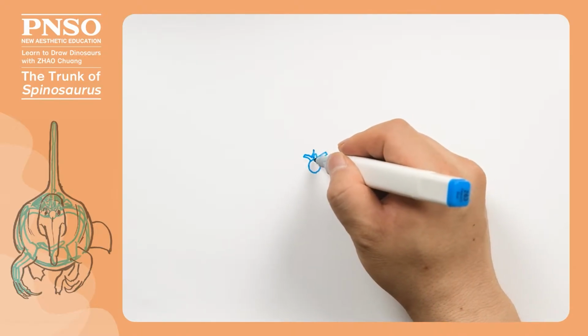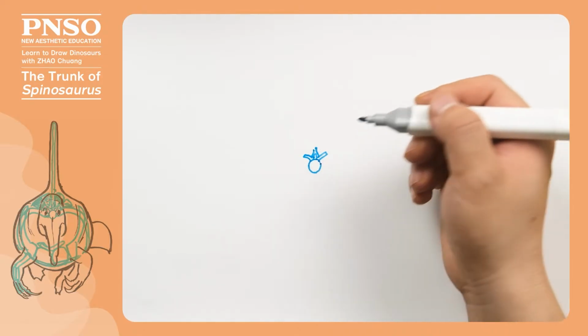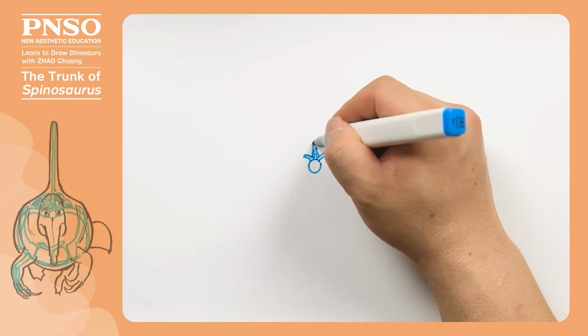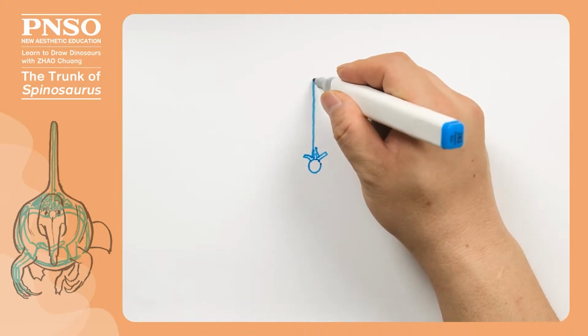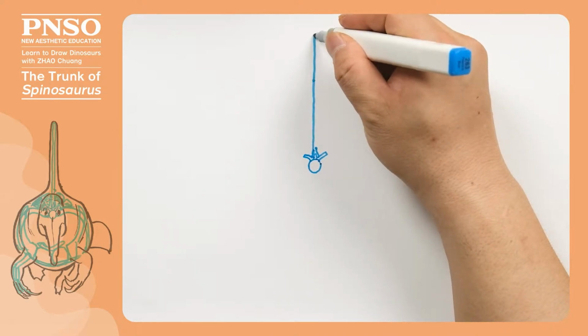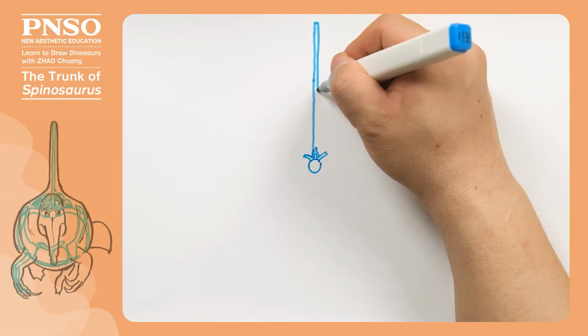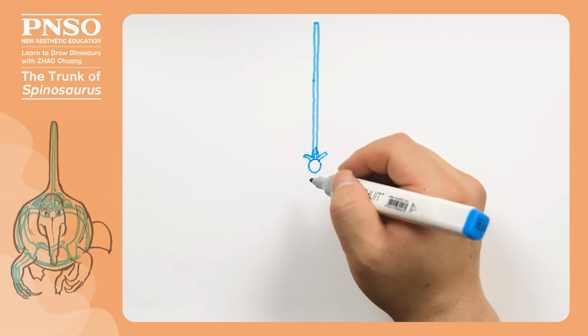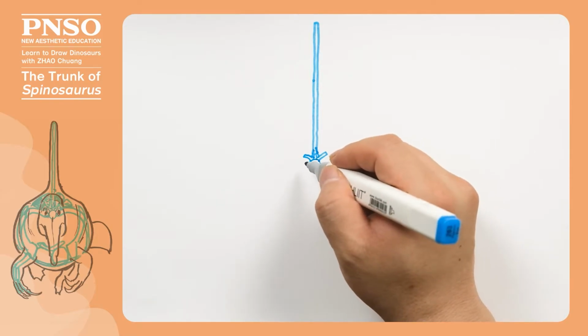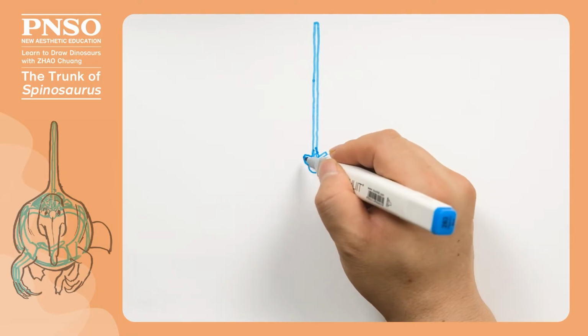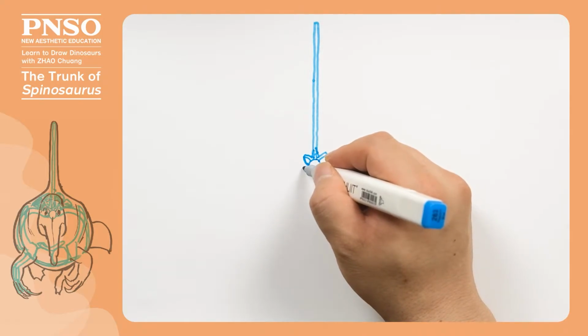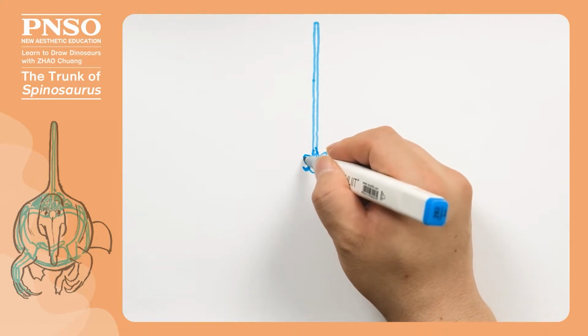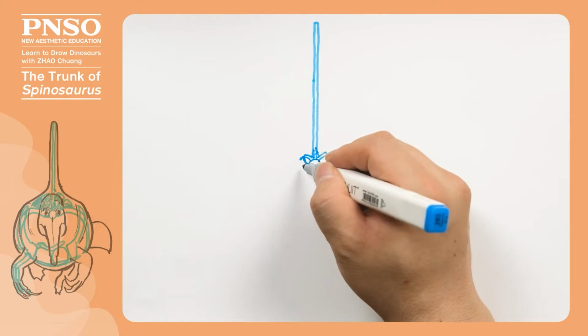There was a cavity in the middle, through which the spinal cord would pass. Connected at the top were its neural spines, which were slender, and that's how the Spinosaurus got its name. Its ribs were also very interesting. It consisted of two facets, one attached to the vertebral body, and the other attached to the transverse process.